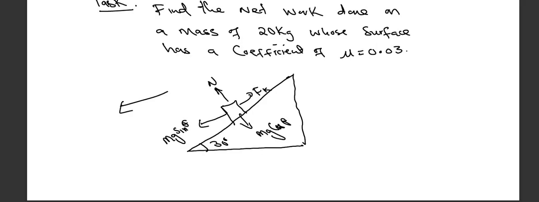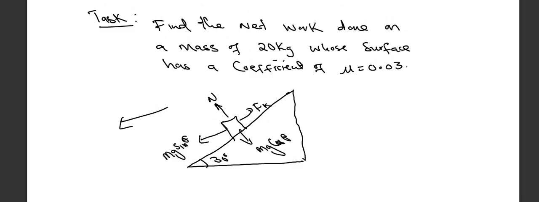They want us to get the work done. What is the overall work done on this object? It is going down, so it's decelerating down. Meaning this is the winning force and this is the losing force. So you have to get the frictional force. Once you're able to get that, you also get the work done by this force. Then you subtract these two works. That will be the net work. So that's a hint.